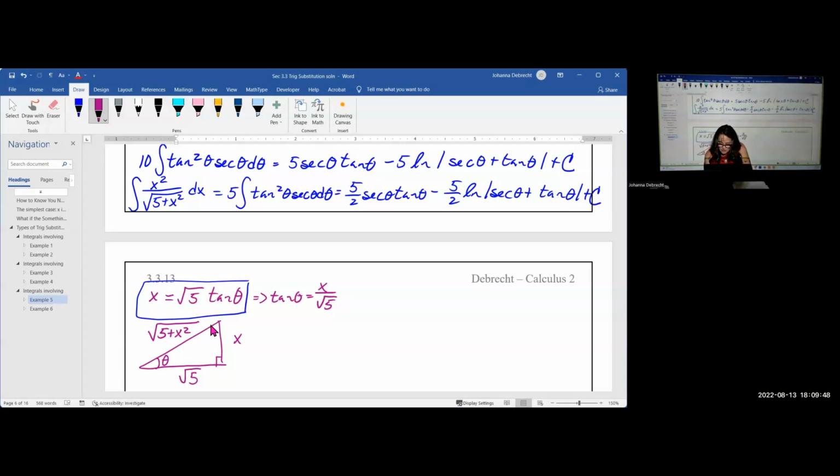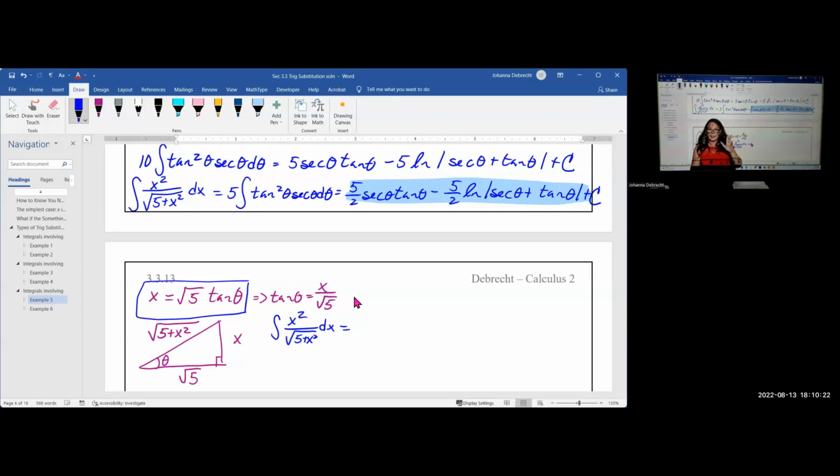Now, coming over here, I've got this expression right here, which is the one I need to replace. So let me highlight this one over here in another color. This right here. This is what I need to get back into terms of x. So when I'm looking at this one, what I want to say then is that the integral of x squared over the square root of 5 plus x squared with differential dx, which was 5 of that trig integral tangent squared theta secant of theta d theta, becomes 5/2 secant theta times tangent of theta.